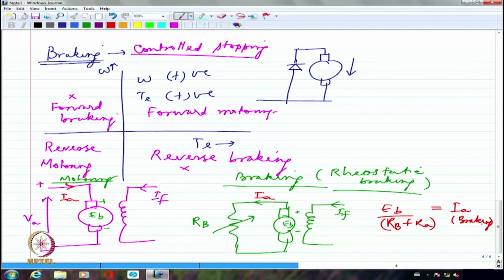No power supply is given during braking. Already EB was there, because of the field current and the speed. The field current you are still having. If it is a separately excited DC motor, you would continue to give the field supply.